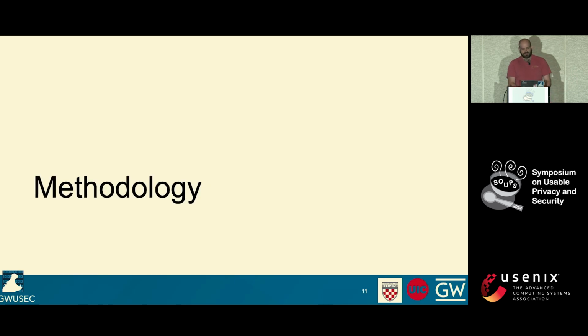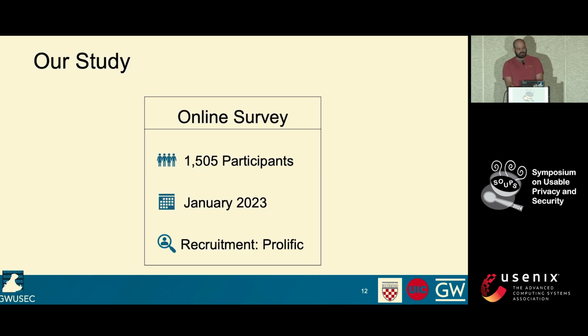So let's get into the methodology. We conducted a fairly large online study with 1,500 participants. It was very expensive, but very worth it. The reason we recruited so many people is that we were designing a relatively large regression model, and in order to power that model across all the conditions, we actually needed a lot of participants.